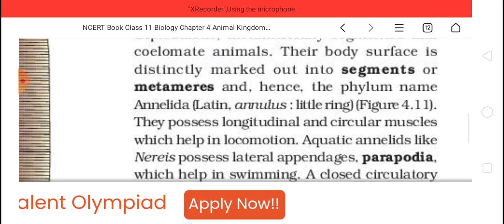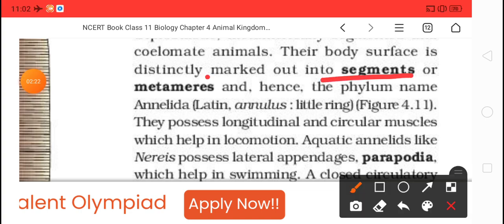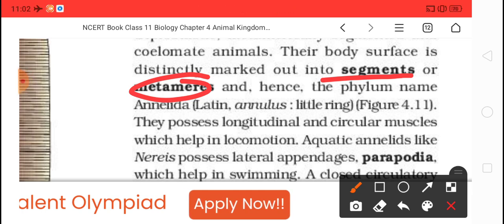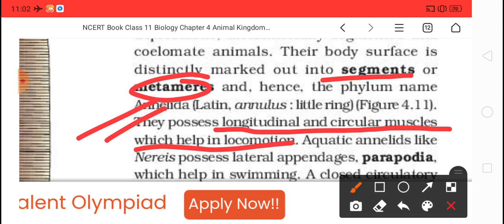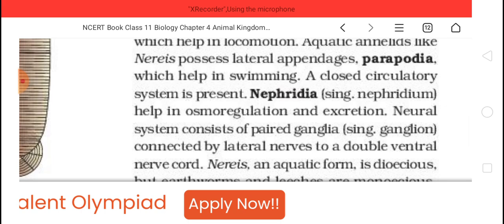Now, the body is distinctly marked out into segments, which are known as metamers, and therefore the phylum is known as Annelida. Now, Annelida possess longitudinal and circular muscles which help in locomotion, very important. And aquatic annelids will have parapodia. Parapodia, for example, Nereis. It is aquatic, so it will have parapodia.